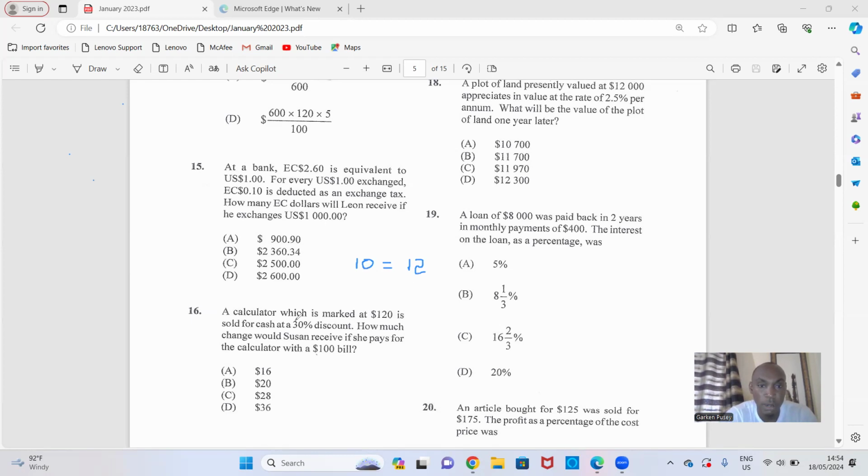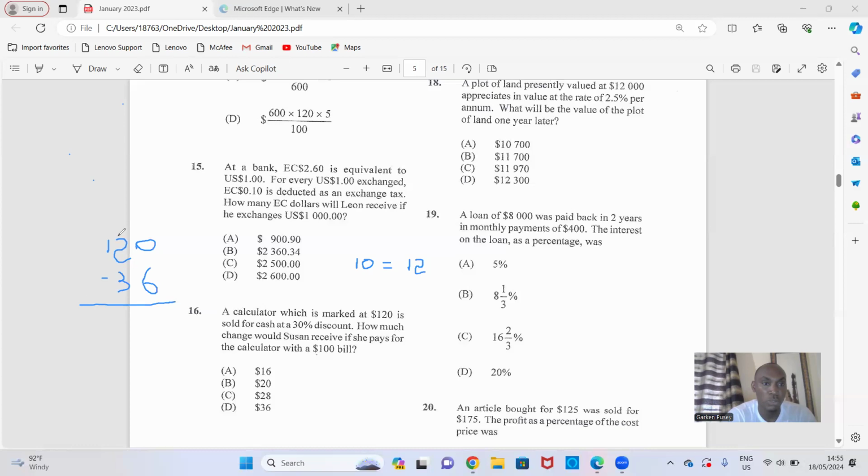All right? So a calculator which is marked at 120 is sold for cash at a 30% discount. How much change would Susan receive if she pays with a $100 bill? Susan is no longer going to pay 120. She is going to pay 120 minus the 30%, which is 3 times 12, which is 36. So 120 minus 36 is going to be 84. And we'll just do it to show you what you can do.